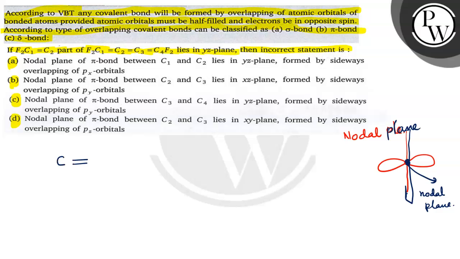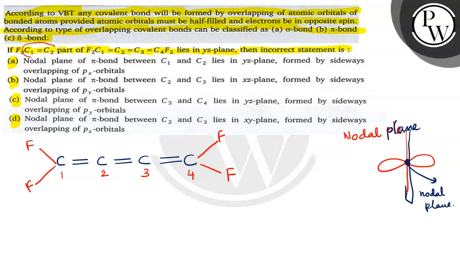C=C=C=C, ये दिया है क्वेश्चन में, C1 C2 C3 and C4, and this is connected to two fluorine atoms and this is connected to two fluorine. And question in option A क्या दिया है? Nodal plane of pi bond between C1 and C2 lies in XY plane. ये क्वेश्चन में दिया है ना, C1 C2 part that lies in XY plane. So here also it is in XY plane.